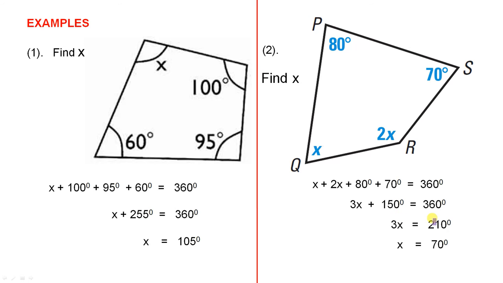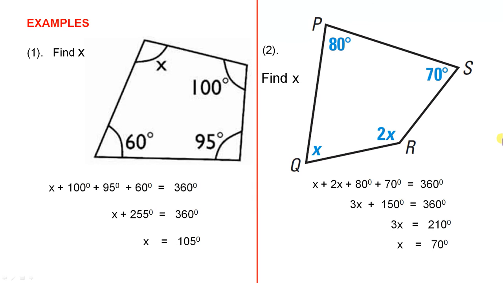So 3x equals 210 degrees. Remember, all you do is just subtract 150 from both sides. And to go from there to there, just divide both sides by 3. So x gives you 70 degrees. So if you found that this angle here is 70 degrees, then just double this, so 2 times 70, that gives you 140. And that gives you that those four angles there add up to 360 degrees.